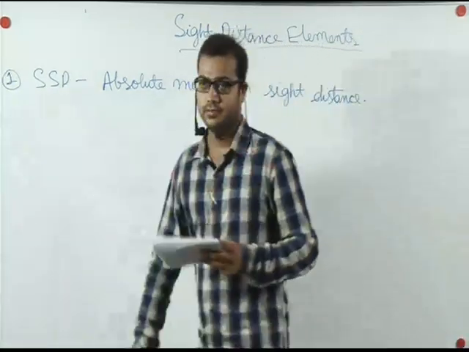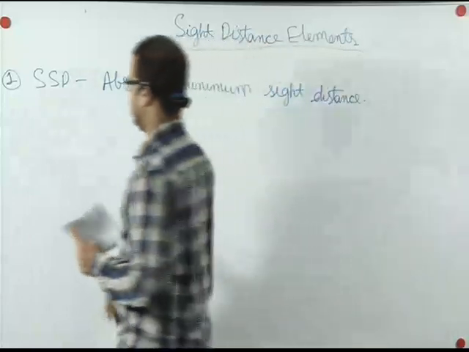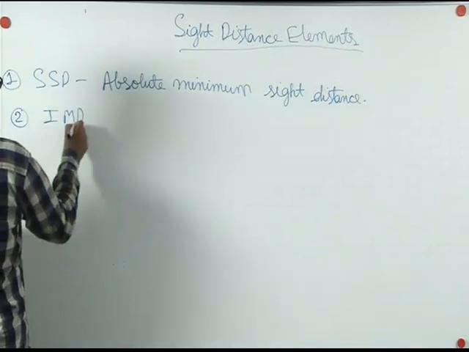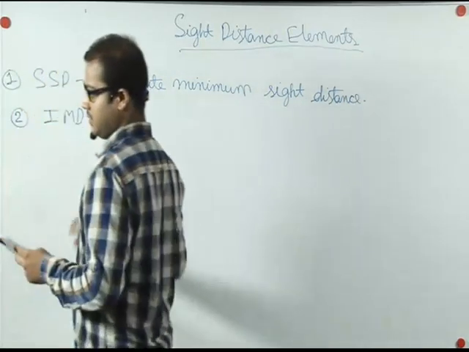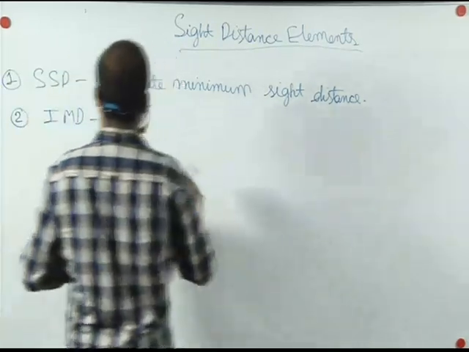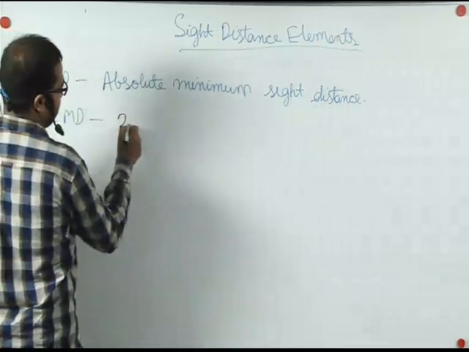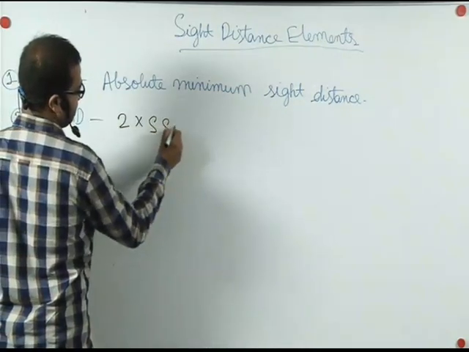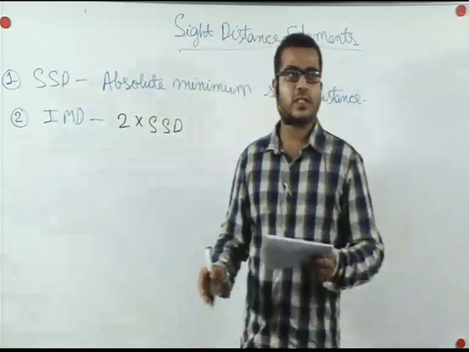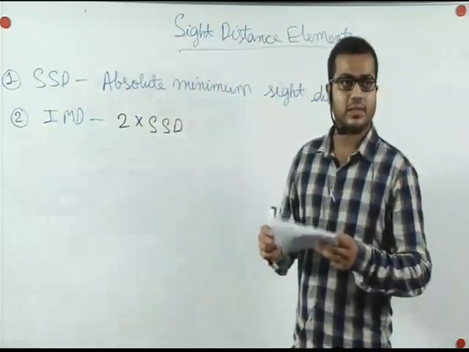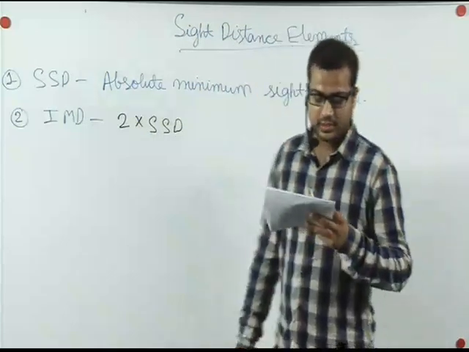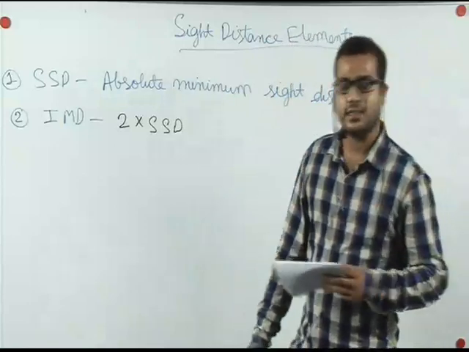Now I am coming towards intermediate sight distance. And it is exactly 2 times of stopping sight distance. I will just go on details about it, but I am just giving a view of all the sight distance elements. And the third one is overtaking sight distance.